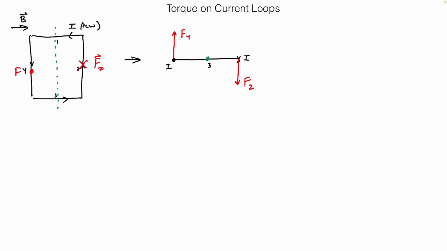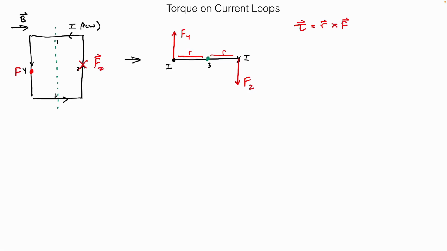But each of them acts at a distance r from the center of that loop. Does anybody remember what torque was? Yeah, r times F. Only the times is what? A cross product. How many cross products have we done so far? Where did this come from? Okay, so torque is that.